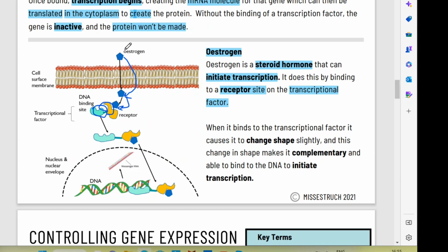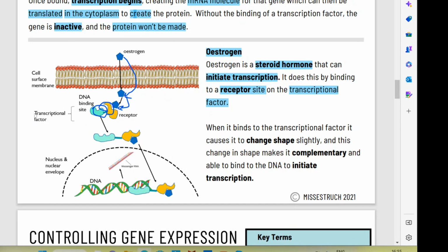So that means that estrogen must be non-polar, sorry, because it can enter through the cell surface membrane without a protein. So that's one thing you can link it to. So we can talk about it binding to a receptor, and then we've got the transcriptional factor over here. It does this by binding to a receptor site, which is here, on the transcriptional factor. The transcriptional factor is here, yes, all this is the transcriptional factor.